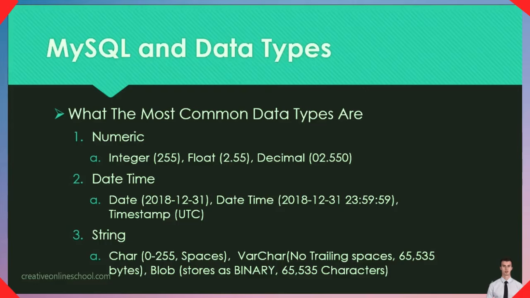Last, we have the blob. The blob data type, which stands for binary large object, can store up to 65,535 characters. However, it stores the text as binary data, ones and zeros, so it has to be converted back in order to be readable, and that requires more processing.